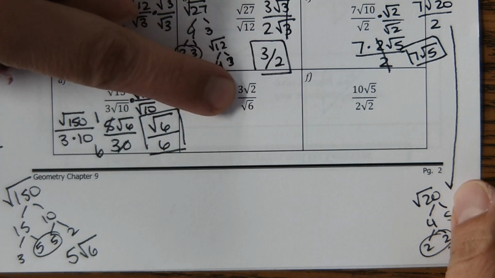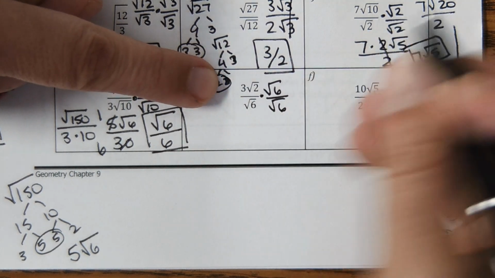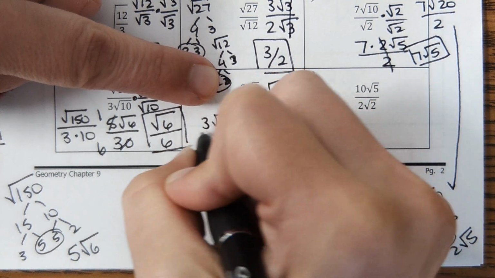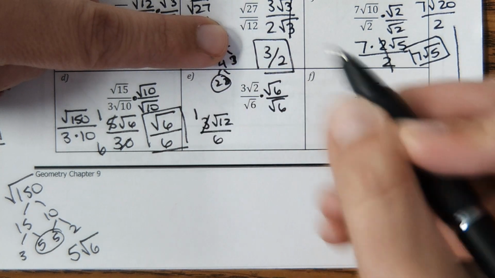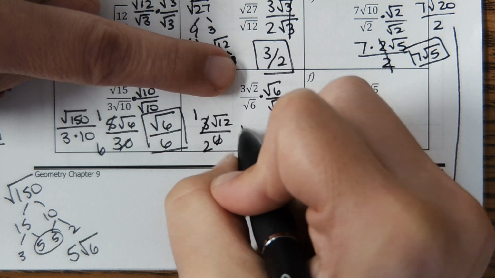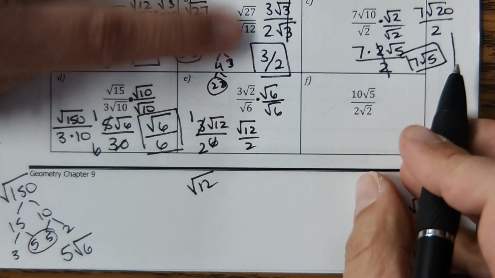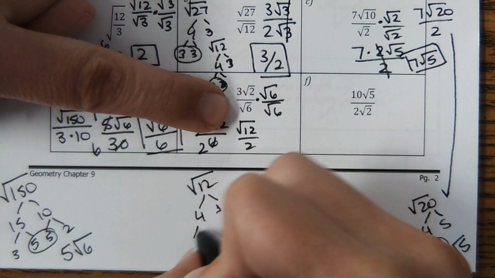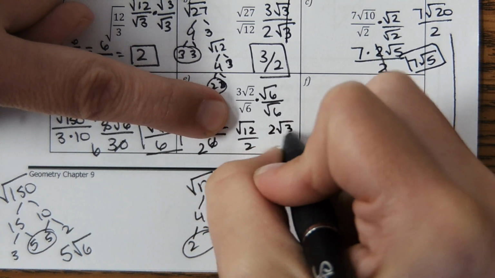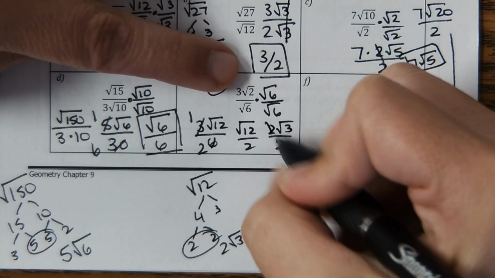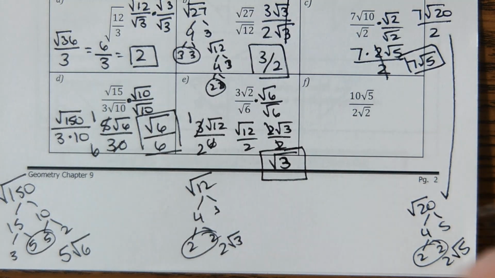Okay, the next one here, let's see, multiply by square root of 6 over square root of 6, 3 square root of 12 over 6. I can simplify this, the 3 and the 6 can both be divided by 3, I get 1 and 2. So I have square root of 12 over 2, but I think I can simplify the square root of 12, so I'll do that down here. 4, 3, 2, and 2, and I get 2 square root of 3. 2 square root of 3 over 2. Simplify, those cancel out, and we're just left with square root of 3 as the simplified version.